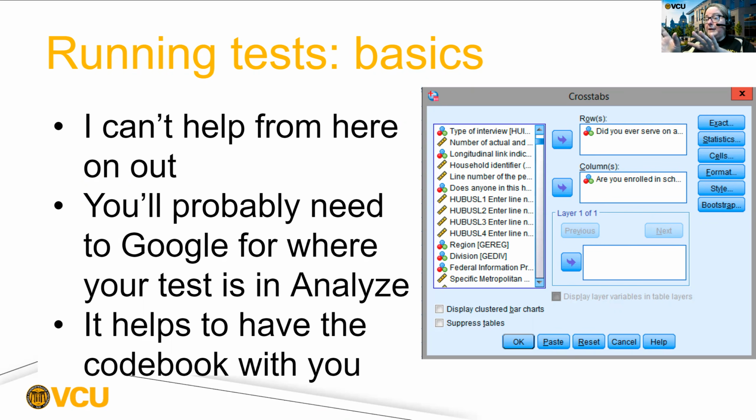This one is under compare means, that one's under regression. This one over here is under legacy dialogues. I don't even know what a legacy dialogue is. I mean, I do, but why is this one under legacy dialogues? I don't know. It can help to have that PDF of the codebook that I mentioned with the names of all the variables, because in some views, you have the short version that's like HUBUSL, and in other ones, you have the long version that gives the whole phrasing.